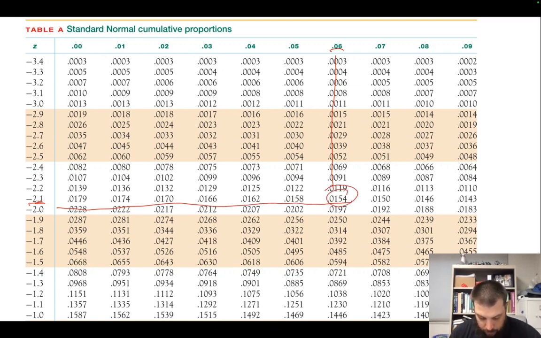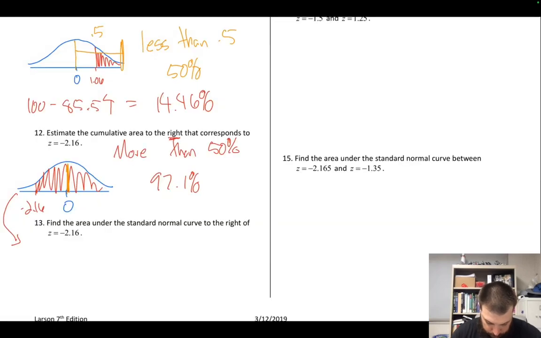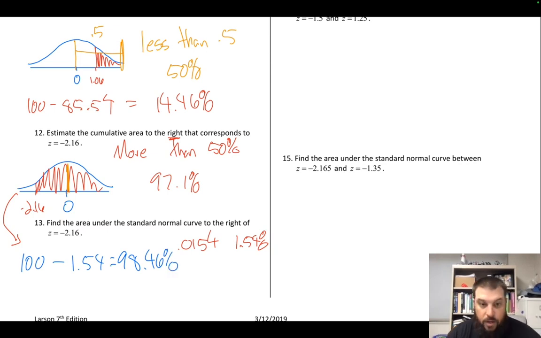So 0.0154. And again, our estimation helps us because we said, hey, it has to be more than 50%, at an estimation around 97. Well, that is definitely off, because even if we convert it, that becomes 1.54%. So that is way off. So remember, we are looking for the right side, which means we need to subtract from 100. And that gives us 98.46. All right, so I was off by a decent amount relative to what that distance is, but I had the right idea to remember to subtract from 100.